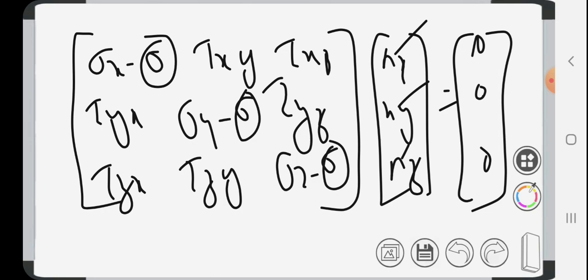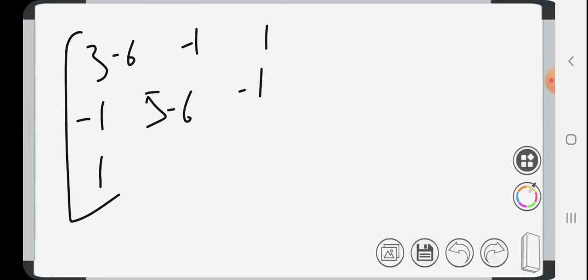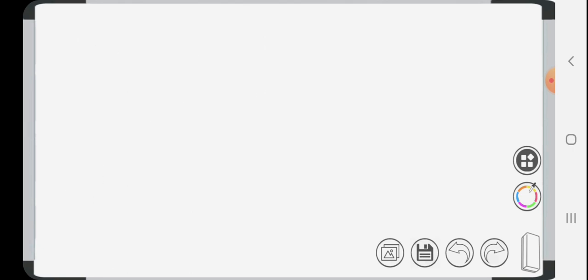So how to calculate nx, ny, nz? You substitute all these values, okay? Substitute all these values, and you will get 3 minus 6, minus 1, 1, minus 1, 5 minus 6, minus 1, 1. So now I am taking the first case.